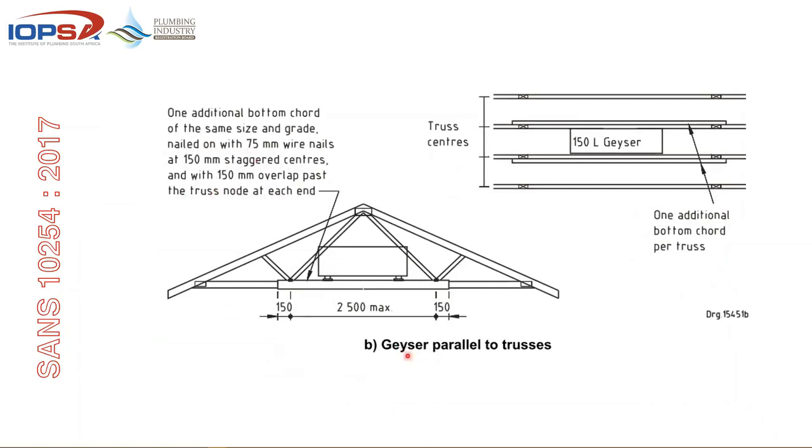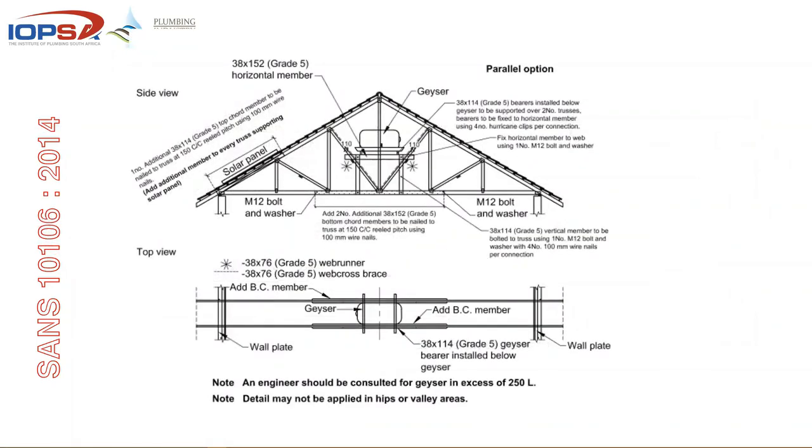You can see there's one that runs parallel to the trusses. So it's got the same additional bottom chords, the same requirements, the same nailing, the same support for geysers. We jump to the solar one. The solar standard from 2014, exactly the same. We have got all the requirements for the different ones.